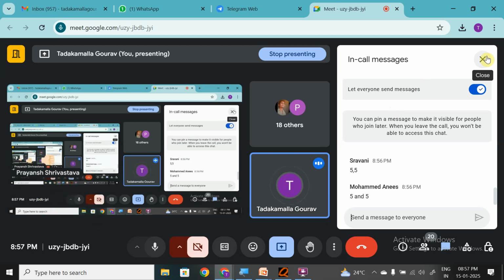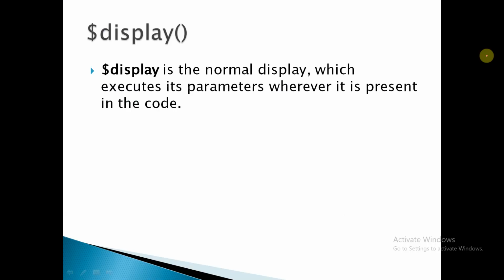Now we have some system tasks, which we will discuss one by one. Anything starting with a dollar symbol is a system task. The first one is $display, which is a normal display which executes its parameters whenever it is present in the code. Basically, it is used to display variables or any messages.